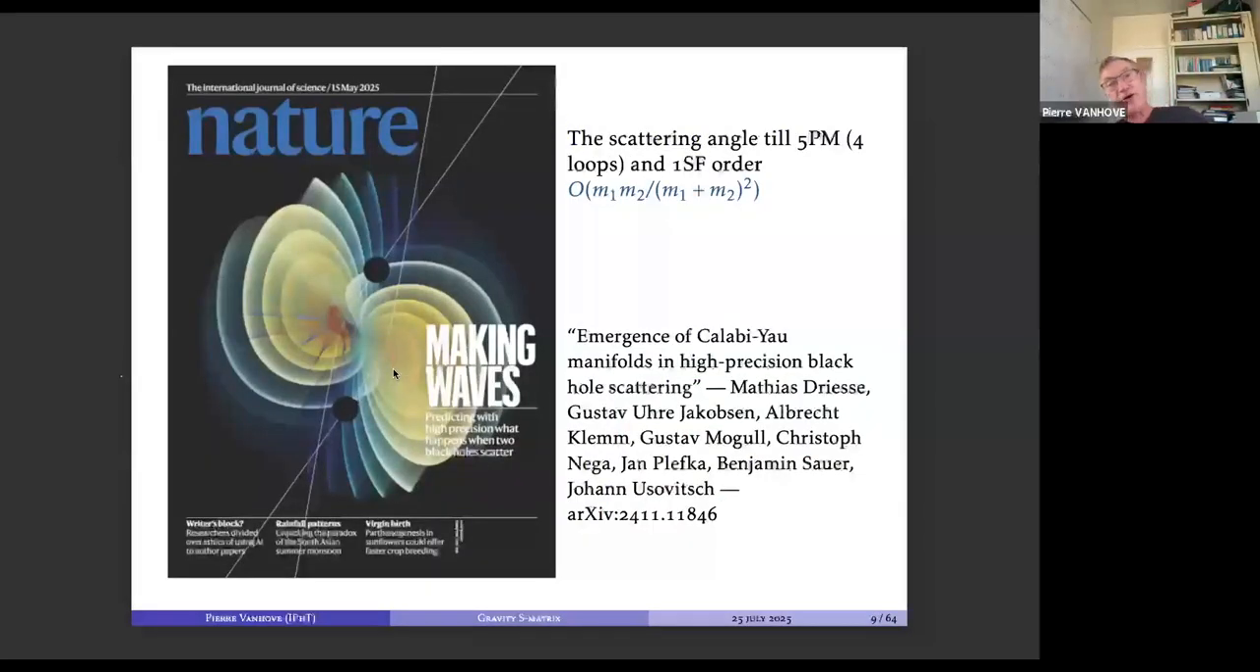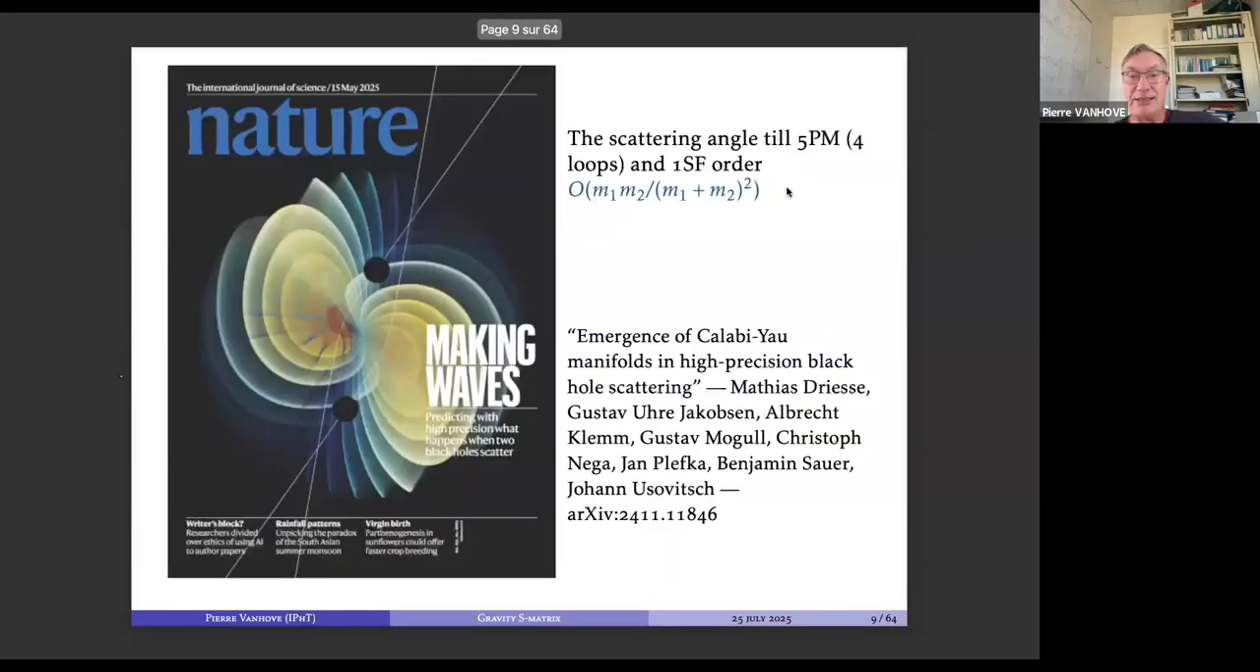So you may have heard that these days, thanks to the method I'm going to explain, we have been going pretty far in perturbation theory, 5PM, which means 4 loops. So this is the cover of Nature and the computation by a group in Berlin, where they computed the waveform to some high order in perturbation.